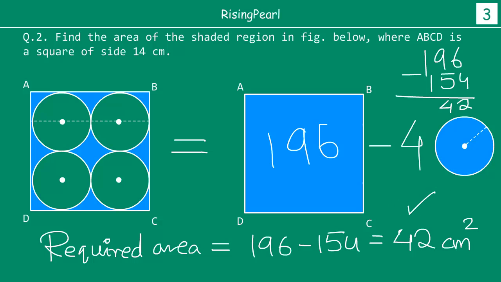So friends, again going through our step by step. First, our goal is that we should be immediately able to see that there is a square involved and there are circles involved.